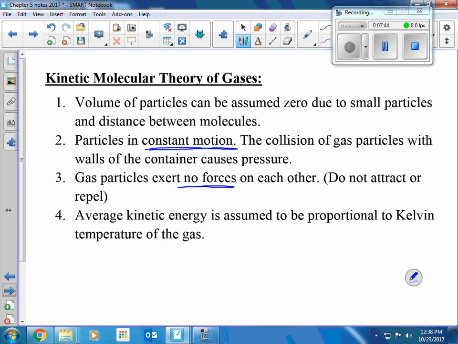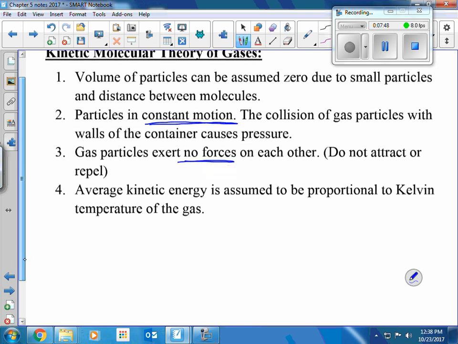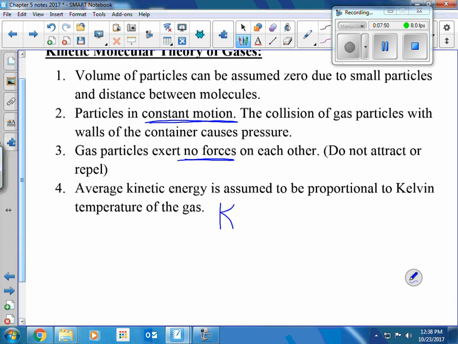And then average kinetic energy is assumed to be proportional to the Kelvin temperature of the gas. So kinetic energy is proportional to the temperature in Kelvin. Now, it doesn't mean that it's a direct relationship, meaning that if one doubles, the other doubles. It's just going to be proportional. Okay.